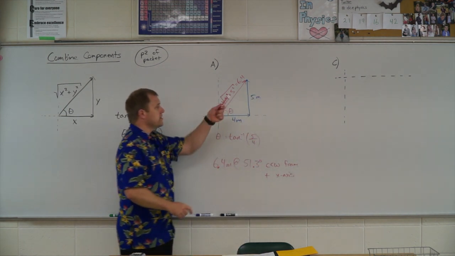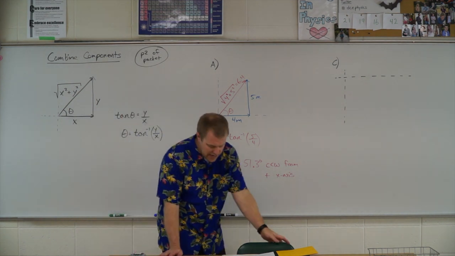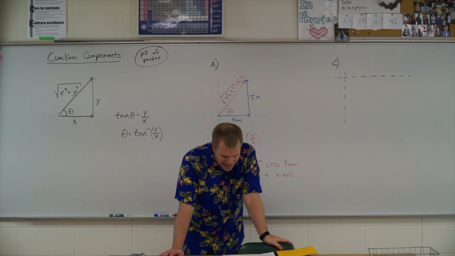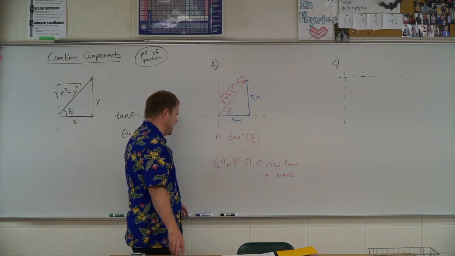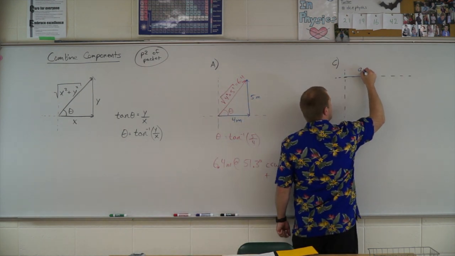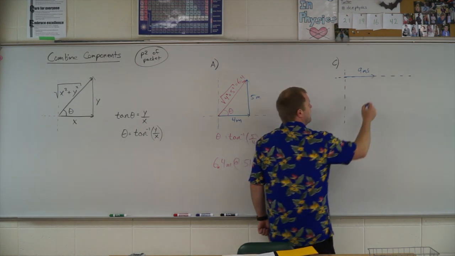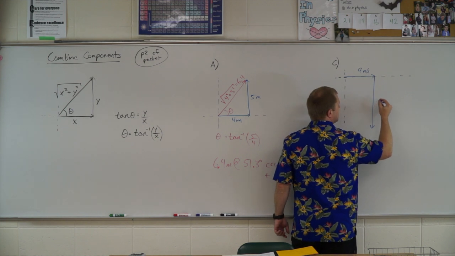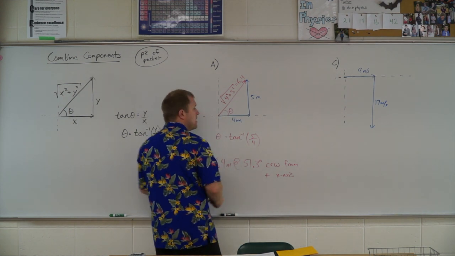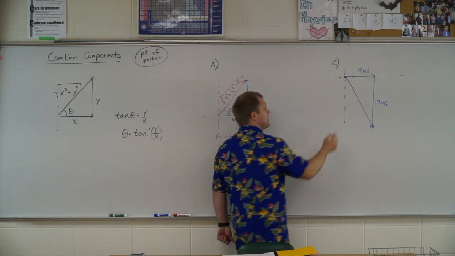All right. Let's try the next one. Let's try C, see how that works. We might not get as lucky on the angle on this one. So C tells me that I have 9 meters per second in the positive x direction and negative 17 meters per second in the y direction. All right, so let's draw those. I have 9 meters per second in the positive x, and when I draw those components, I draw one, and then I draw the other one right off it, and then 17 meters per second in the negative y direction.